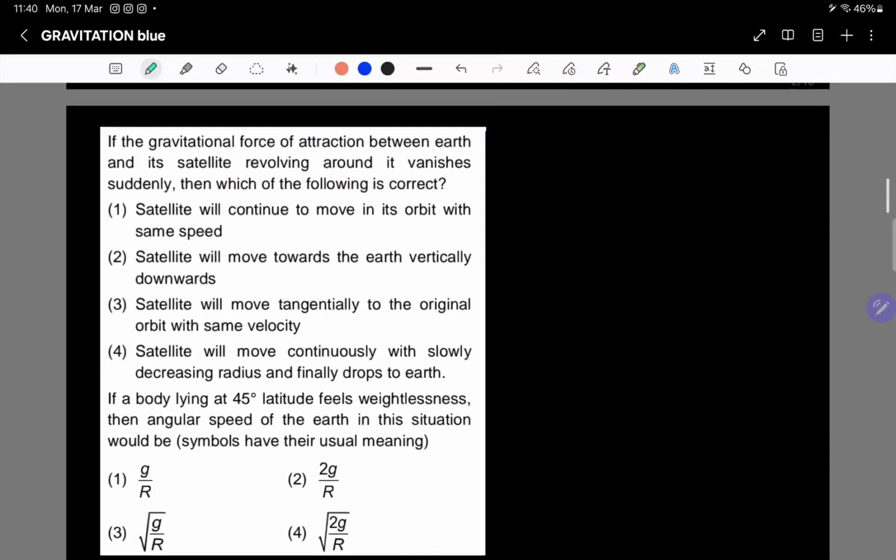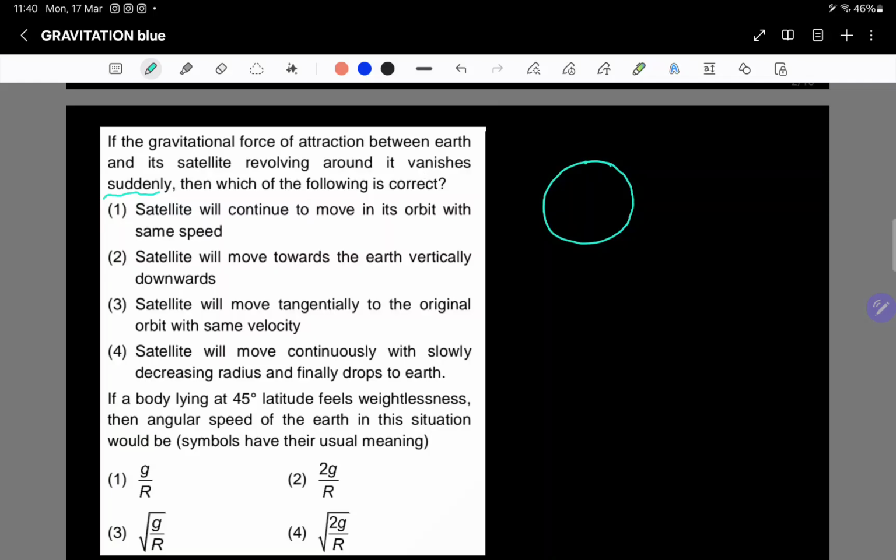Next question: if the gravitational force of attraction between the earth and its satellite revolving around it vanishes suddenly, then which of the following is correct? Very important, students. See here, the satellite is revolving around the planet. Satellite revolving means the centripetal force is balanced by the gravitational force of attraction between the satellite and the planet. Now what is given here: the gravitational force vanishes suddenly.